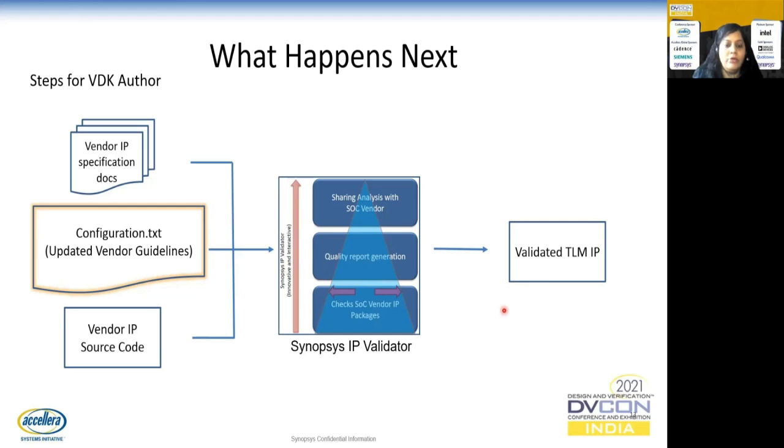Now, in the end, of course, the summary report is prepared for the validated TLM IP. It contains all the issues, missing information, and validator logs, and it again packages all the contents and automatically creates a zip file, which is ready to be sent to the vendor.